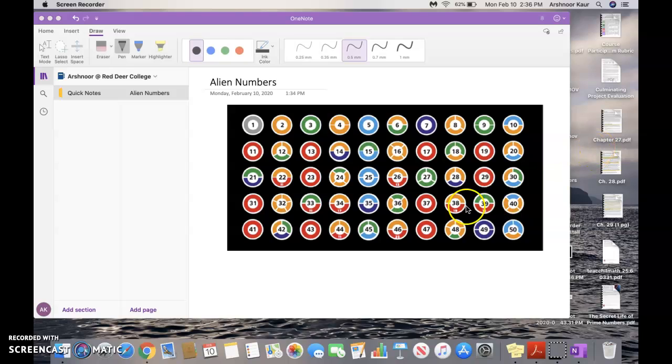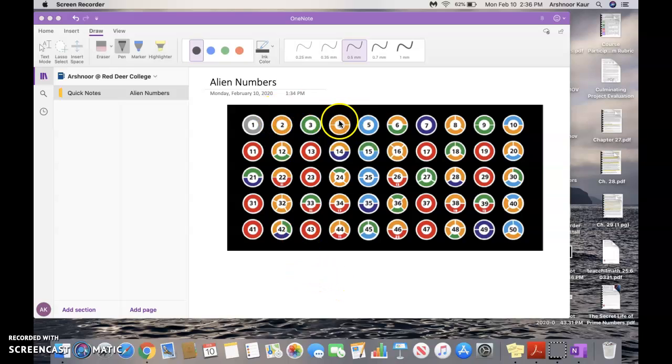Hi, so today I'm just going to be talking about and examining alien numbers. When I look at this picture, one thing I came across was the number one. It's neither prime nor composite, because one is only divisible by itself. That's why it's not a prime number. One is not a composite number because it is already in its simplest form, so it can't be broken down into its prime factors.